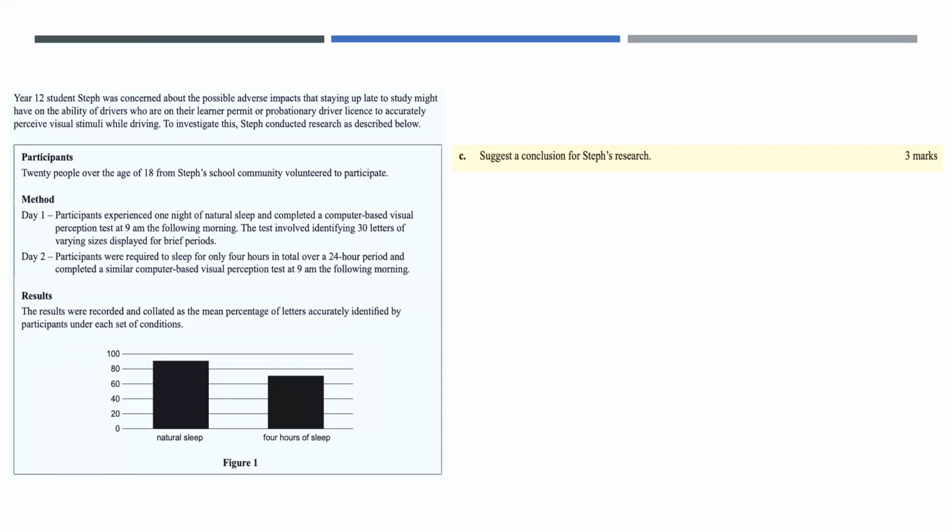So remember, in a conclusion, guys, I'll just write down what you need to include. We always need to make reference to the sample or participants, so which participants were used in our study. You need to include a mention of the IV and the DV, and you need to indicate the relationship or the direction of effect between them. So how does the IV affect the DV in this study?